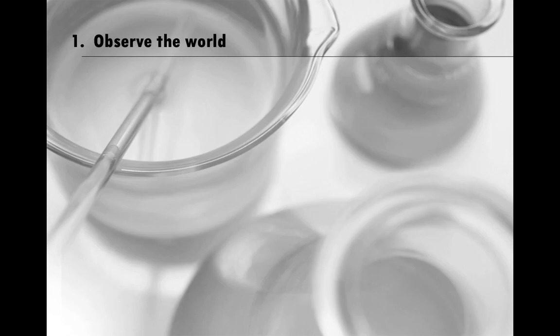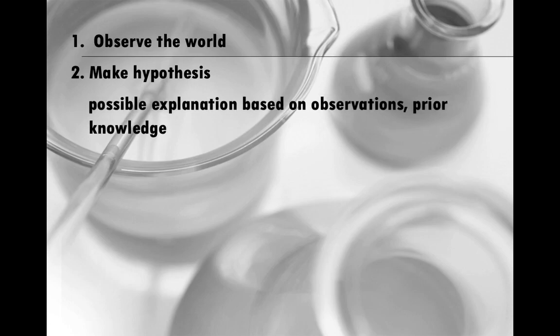Scientists are often very curious about why things happen, how they happen, what makes things happen, all of that stuff. And when scientists observe the world, they usually come up with some question or some problem that needs to be solved. When they do this, they make a hypothesis. It's a possible solution to the problem or a possible answer to the question. So, a possible explanation based on observations and prior knowledge.